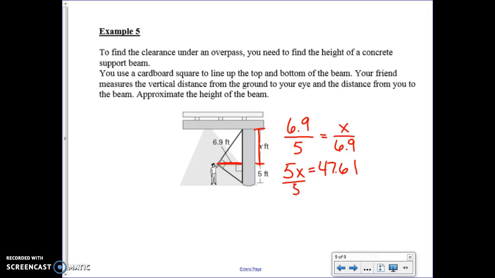We're going to divide by 5. And we get x is equal to 9.522. But then we need to add that other 5 feet. So 9.522 plus 5 is 14.522 feet.